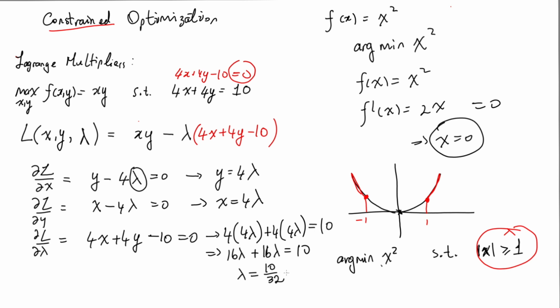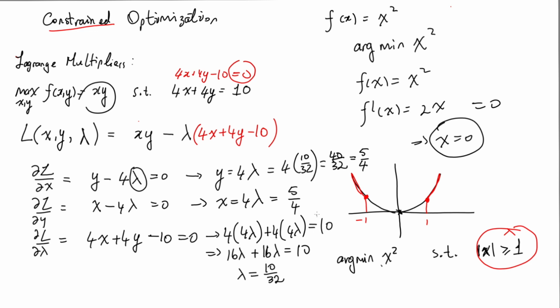Then we plug this back into our x and y. So 4 times 10 over 32 is equal to 40 over 32, which is equal to 5 over 4. And similarly, y is going to be 5 over 4. So x and y are going to be equal in this particular case. Let's just check the condition holds: 4x plus 4y equals 10. Well, 4 times 5 over 4 is just 5, plus 4 times 5 over 4 is 5, and 5 plus 5 is equal to 10. So the constraint is met, and this value here, xy, is maximized.